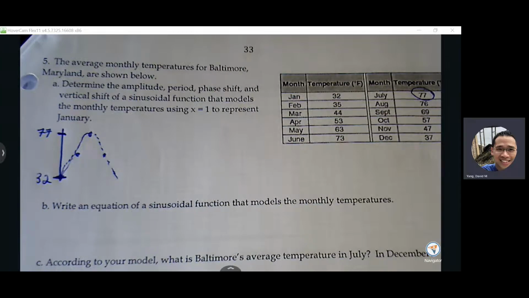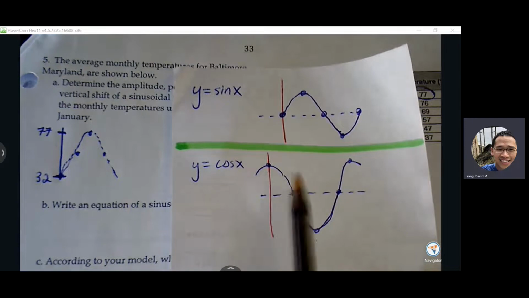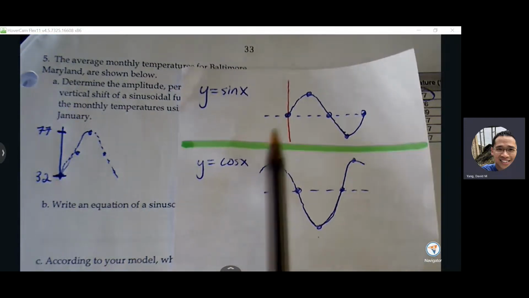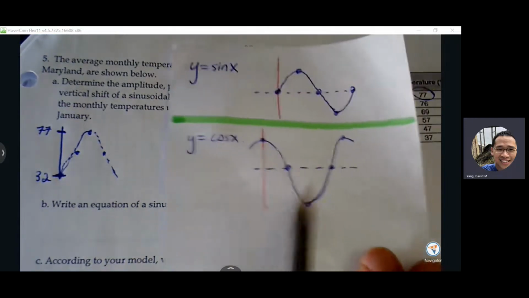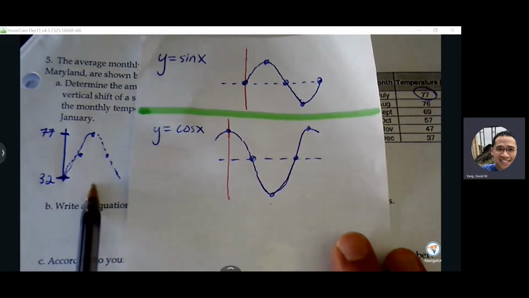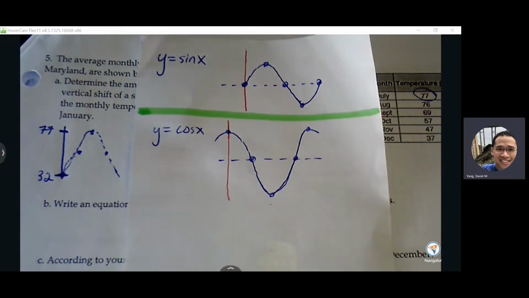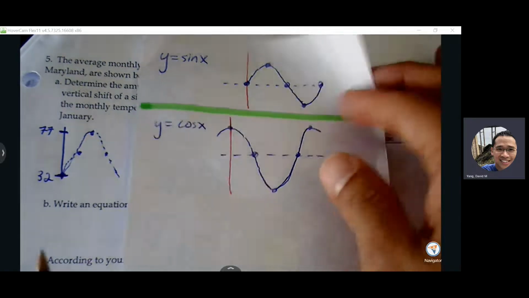Now, what does that graph look like to you? More like a cosine or a sine? Now, it starts at the minimum, right? If it started at the midline, then we would say it's more sine. But if it's starting at the minimum, it's more like cosine, except reflected. So instead of a right side up cup, it's an upside down cup. So it resembles more like cosine.